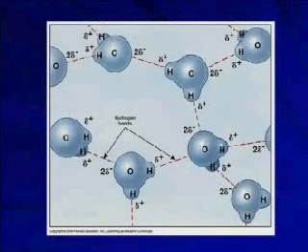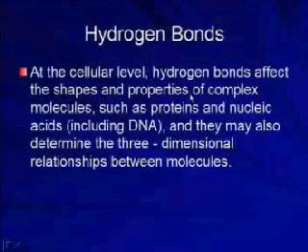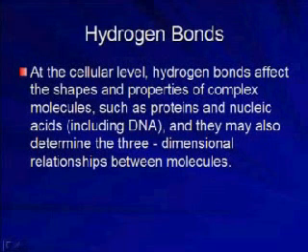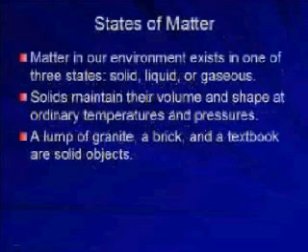Again, the small, weak attraction between the hydrogen atoms is depicted by the red dotted lines. At a cellular level, hydrogen bonds affect the shape and properties of complex molecules, such as proteins and nucleic acids, including DNA, and they also determine the three-dimensional relationships between molecules.